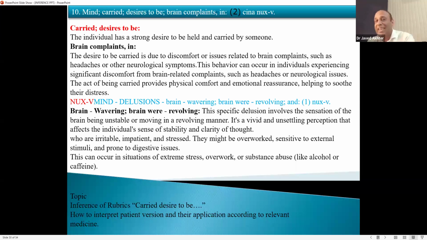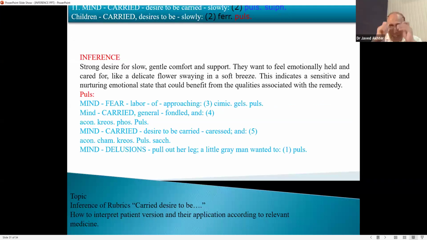And why does Nux Vomica say carry, desire to be carried? You can take the rubric: carry, desire to be carried, brain. This is a brain complaint. Another rubric is carry, desire to be carried slowly. Here is a very beautiful rubric, slowly. There are two medicines in it, Pulsatilla and Sulphur. And in children, carry, desire to be carried slowly, Ferrum phosphoricum and Pulsatilla. What is the inference of this strong desire for slow and gentle comfort? Basically, this patient demands very slowly. I'm waiting, no problem. It will not injure me. It will not discomfort me.